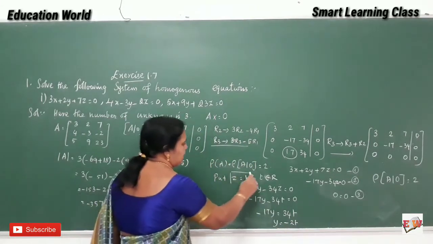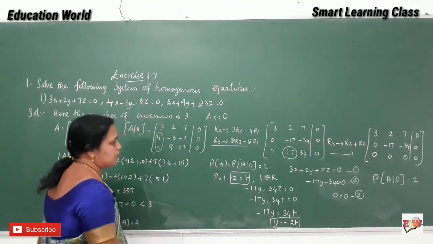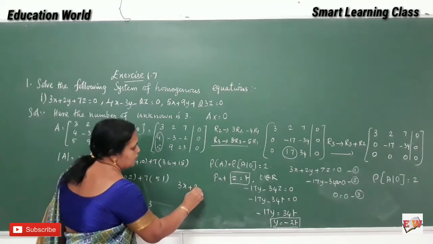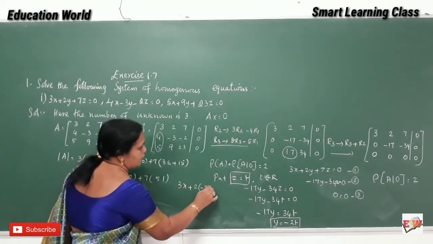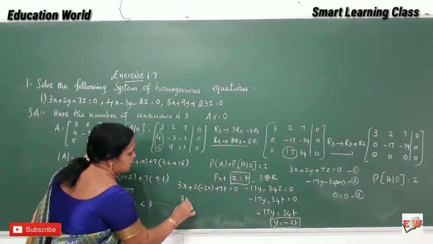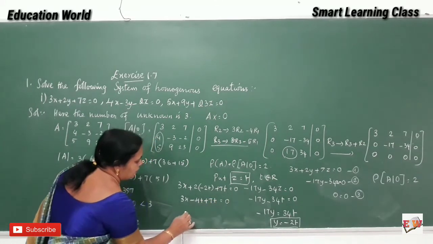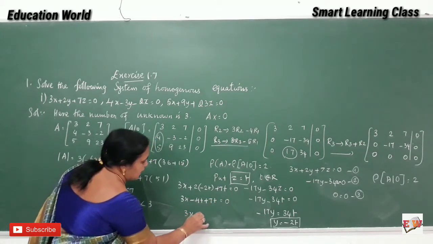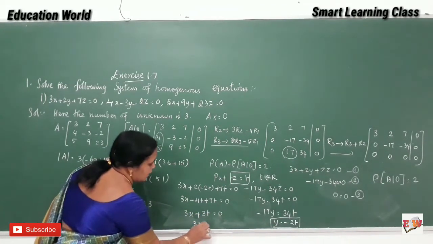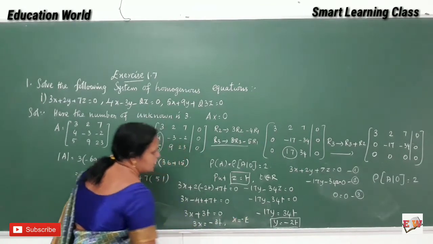z is equal to t, y is equal to minus 2t. You just substitute these two values in this equation 1. 3x plus 2 into minus 2t plus 7t equal to 0. 3x minus 4t plus 7t equal to 0. 3x plus 3t equal to 0. 3x is equal to minus 3t. x is equal to minus t.